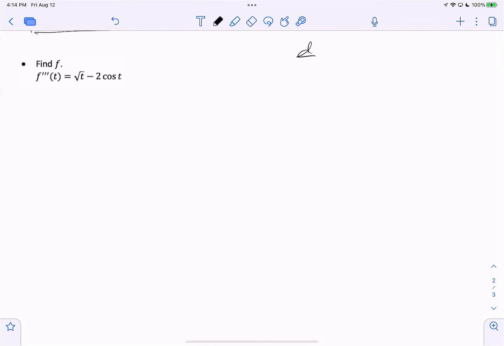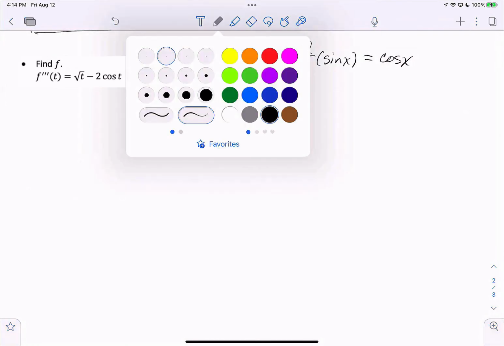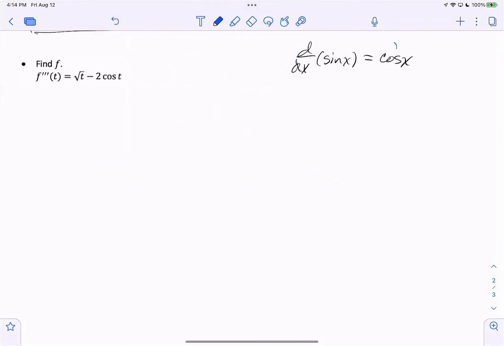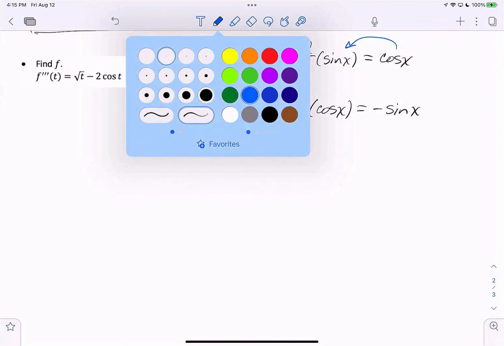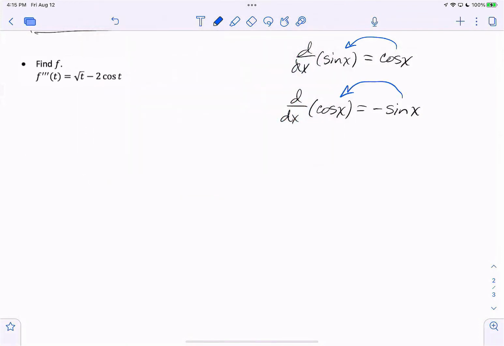The derivative with respect to x of the sine of x is equal to the cosine of x. Therefore, the antiderivative of the cosine of x is equal to the sine of x. The derivative with respect to x of the cosine of x is equal to the negative sine of x. Therefore, the antiderivative of the sine function is the negative cosine of x.